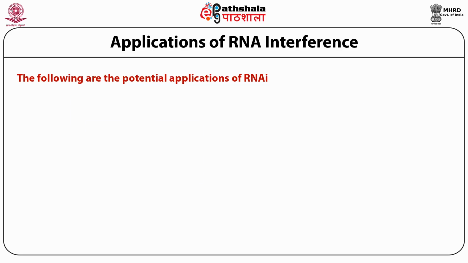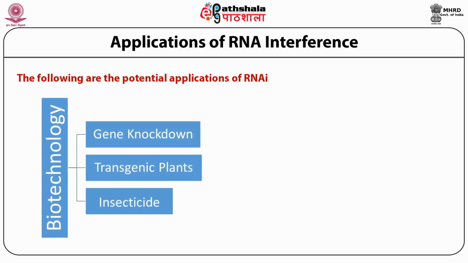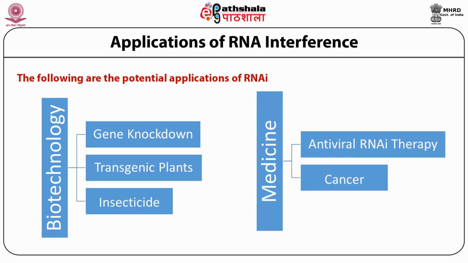The first is in the field of biotechnology, where RNA interference is used in basic research to study gene knockdown in transgenic plants, and RNA interference is also being developed as a potential insecticide. RNA interference is playing an active role in developing medicine in the form of antiviral therapy and in treatment of cancers. The RNA-mediated gene silencing is a specific and inexpensive method to rapidly analyze the function of a gene, either in a cell or in a model organism.